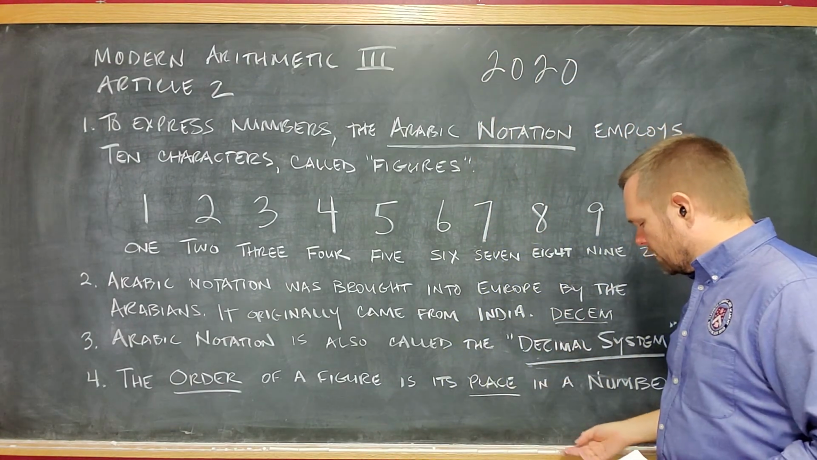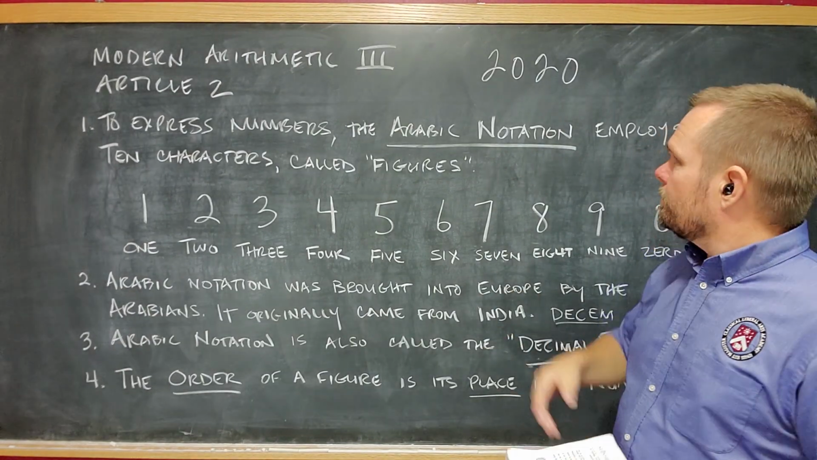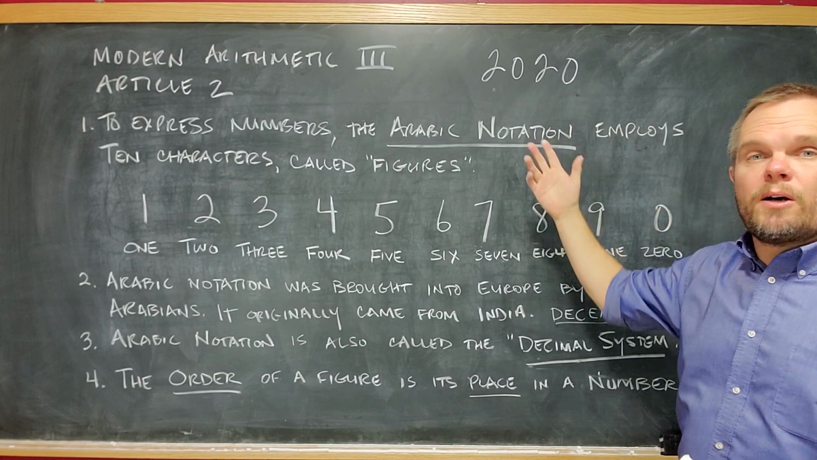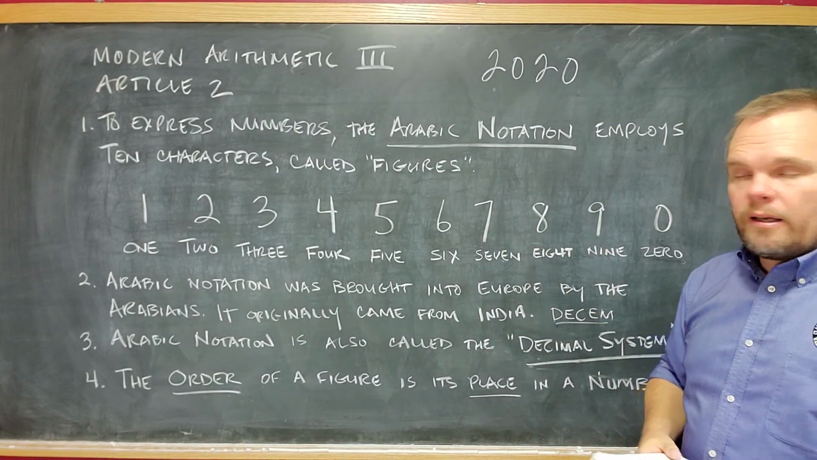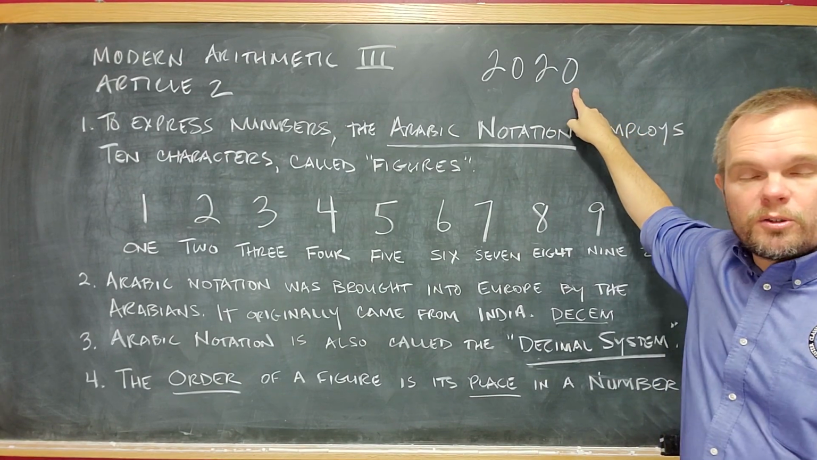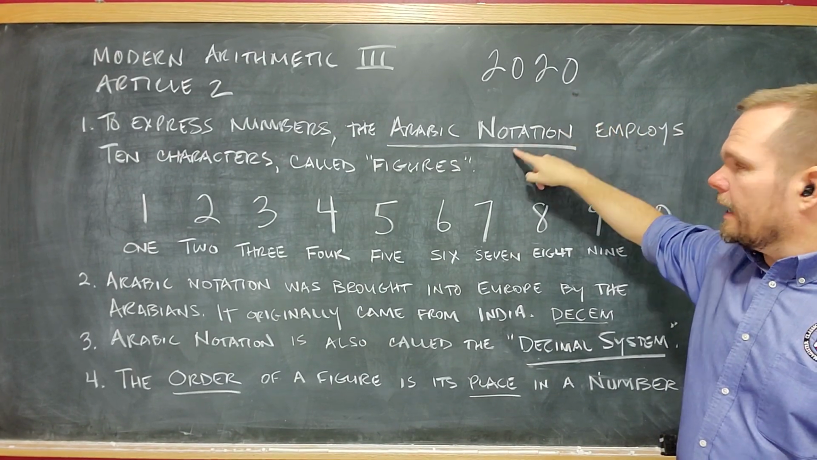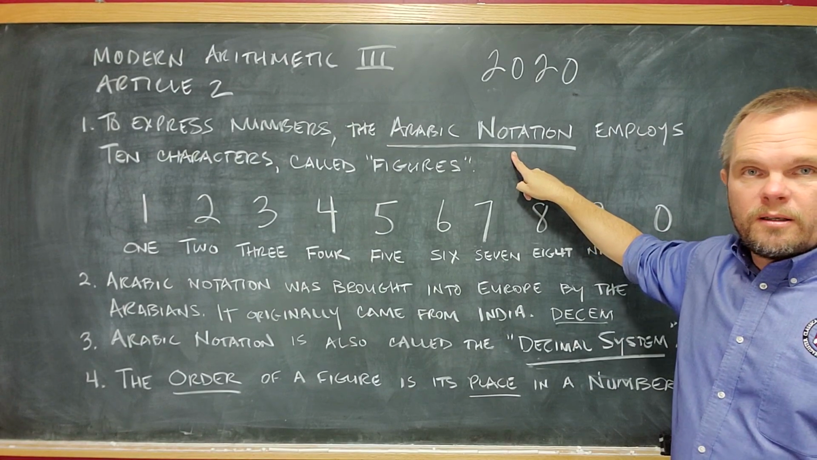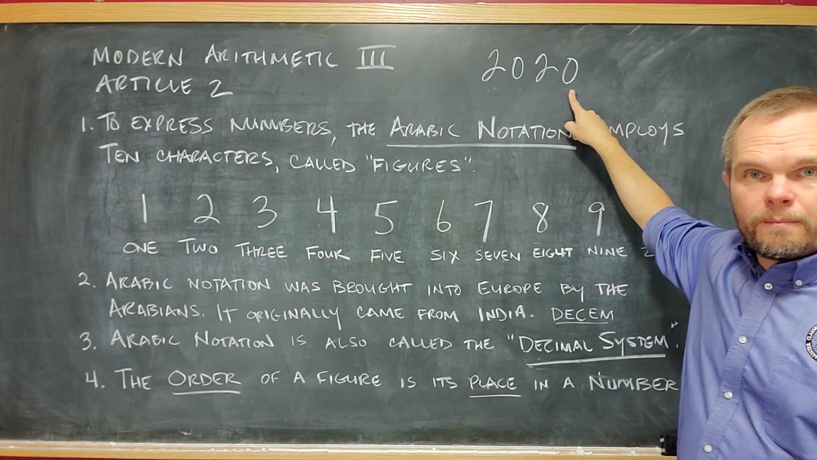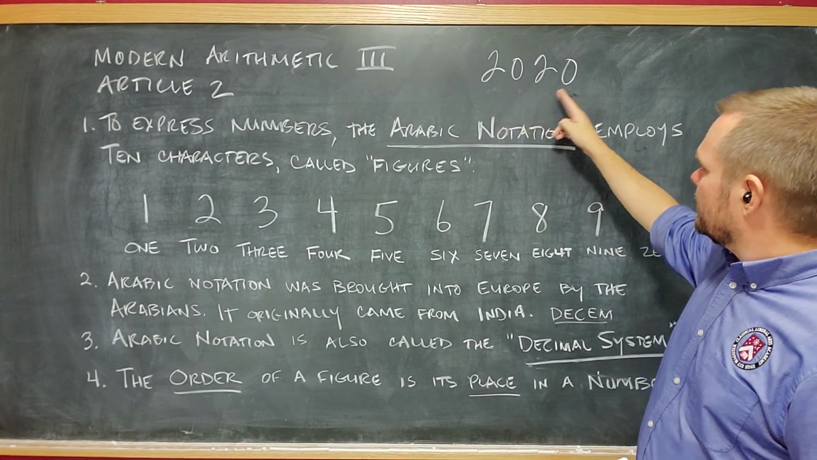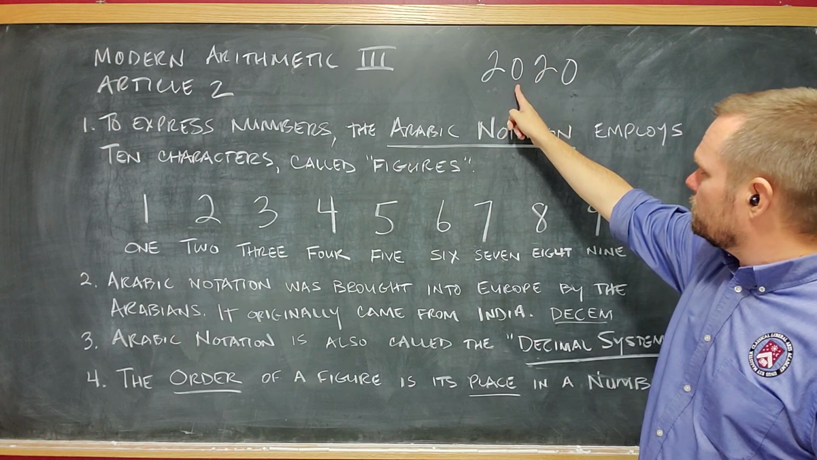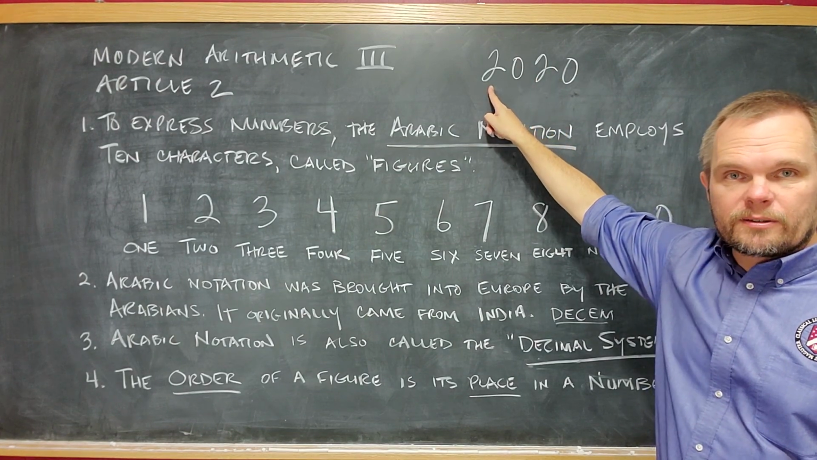This year, when I'm making this video, is the year 2020. You can see here we write the number 2020 in Arabic notation. You can see that there are 4 different numbers. There are 4 different places. Here's the first place, the second place, the third place, and the fourth place.